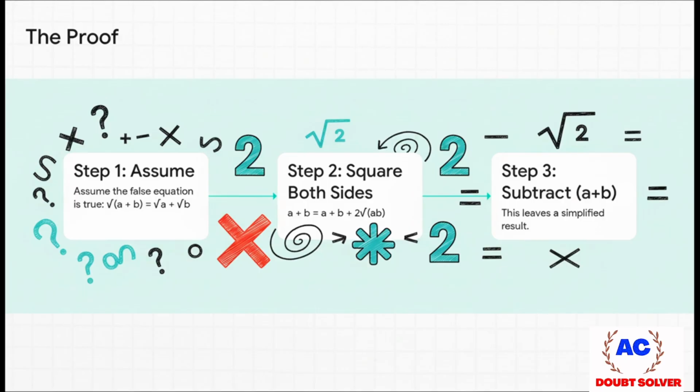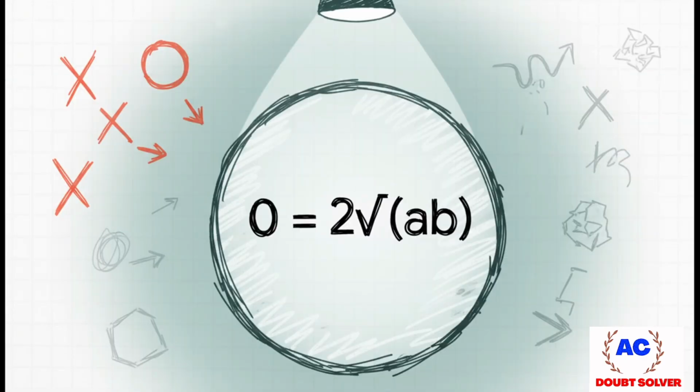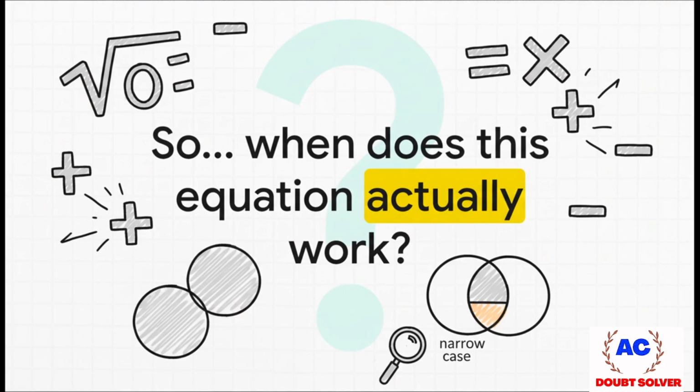So now we can just subtract the a and the b from both sides and see what's left over. And look at that. After all that work, our big, complicated assumption boils down to this one tiny little equation. It's telling us that 0 has to equal 2 times the square root of a times b. Now this is where it gets really interesting. We just proved the original idea is almost always wrong. But this final result, it opens up a new question. Is there ever a time when it could be true? I mean, when is it possible for 0 to equal 2 times the square root of ab?